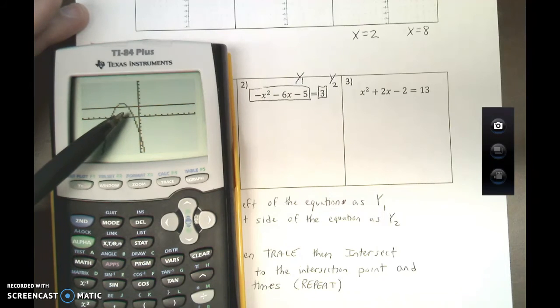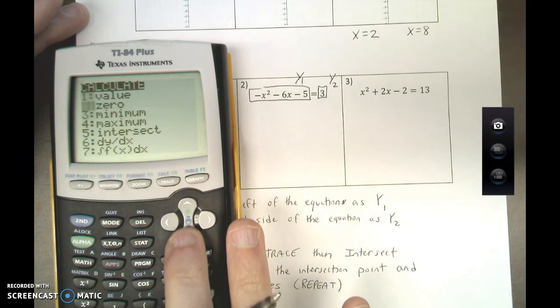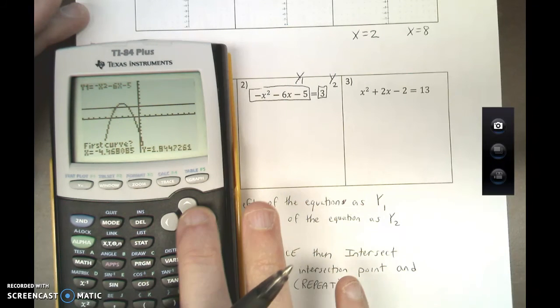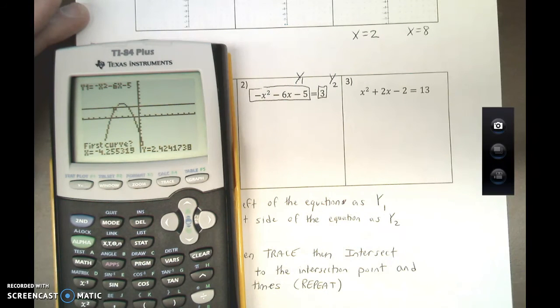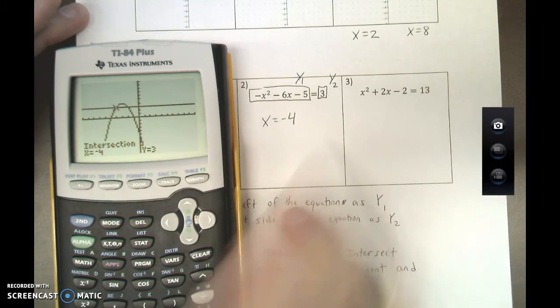I can see where the 2 lines are crossing. So I'm going to hit second, trace, intersect. And I'll move my cursor left and right. This time I'm moving to the left to where they intersect. I'm going to press enter 3 times. And this one gave me a nice number. x equals negative 4 is one of the solutions.